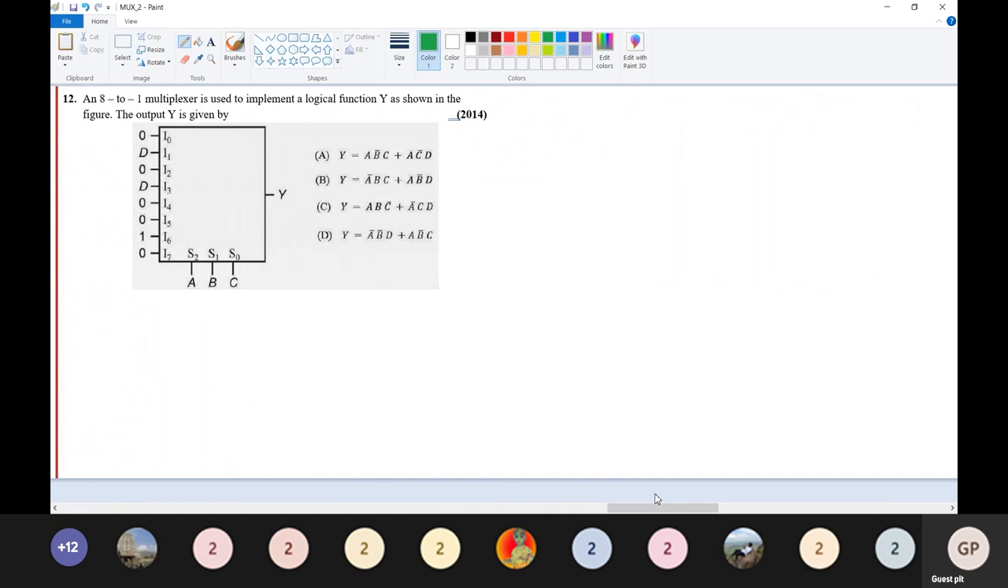We'll move to the next question. So here in this problem, we have an 8:1 multiplexer. It's very simple here. For the 8:1 multiplexer, the expression can be written as Y is equal to A dash B dash C dash, that is 0, 0, 0, into I naught, plus A dash B dash C into I one. So this is the general expression.